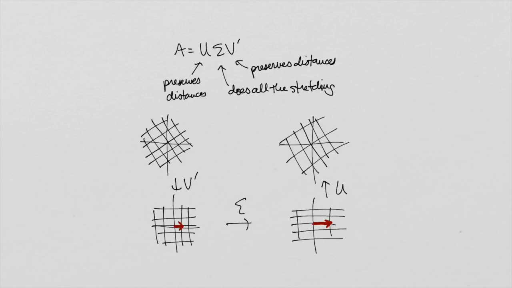If sigma's diagonal entries are arranged in decreasing order, then the unit vector which is stretched the most is the one that V transpose maps to the first standard basis vector. In other words, it is the vector that V transpose's inverse maps the first standard basis vector to. Since V is orthogonal, its transpose's inverse is itself. Therefore, the vector which is stretched the most is the first column of V. This vector maps to the leading singular value times the first column of U.